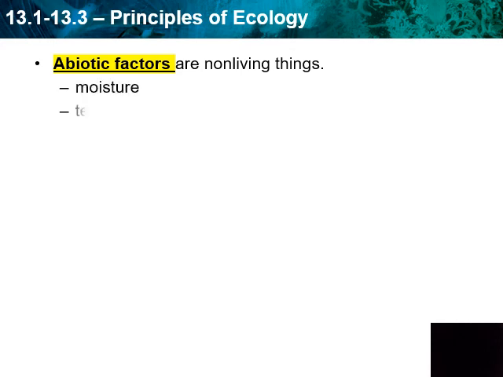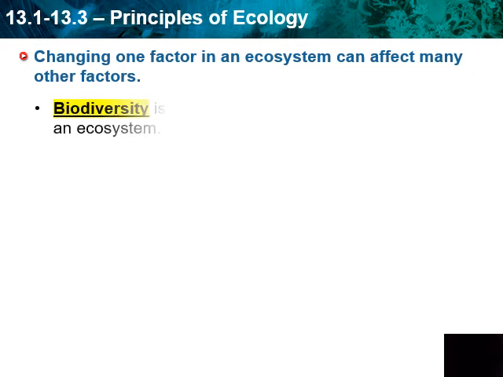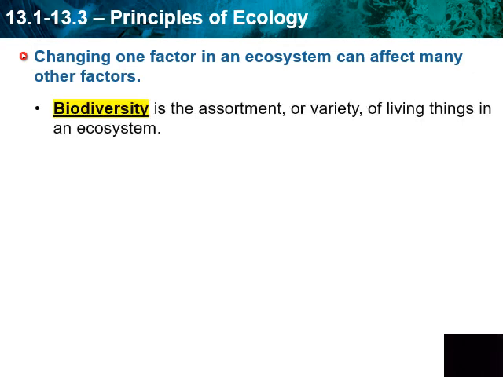Then we have our abiotic factors. Abiotic, A for not bio-life, so non-living factors. They're the non-living things in our ecosystem. We've got moisture, temperature, wind, sunlight, soil, all of those different things are the abiotic factors, non-living portions of our ecosystem. Changing one factor in an ecosystem can affect many other factors.